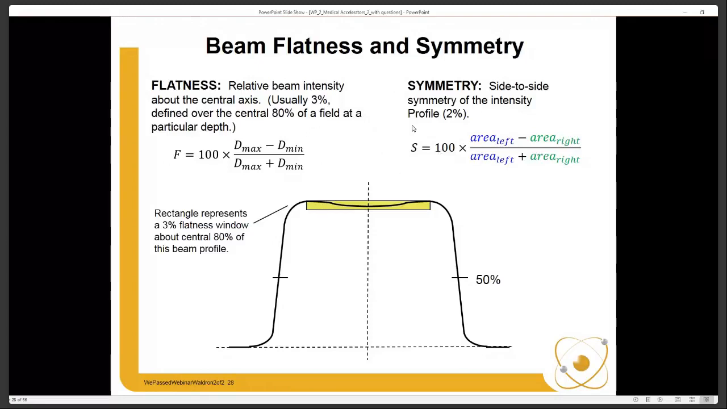Symmetry, side-to-side symmetry, usually we apply 2%. And I'm talking about areal symmetry, where we take the area on the left side and compare it to the area on the right side. And of course, if we're at 100% there, or a value of 1 over here, then we're going to be perfectly symmetric. As we deviate from that, we'll be asymmetric.